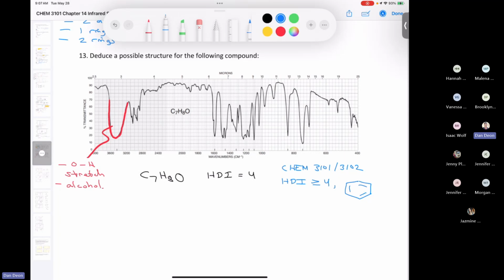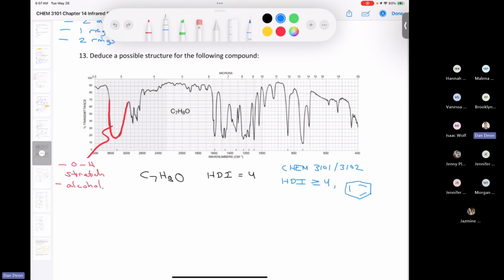So again, HDI of 4, it's very rare that we would put 4 double bonds in a compound. That's pretty difficult to figure out. But an aromatic ring, right, that covers the HDI. And then if there's an alcohol, we look at the formula, the aromatic ring uses up 6 of the carbons. So then you're only left with 1 carbon left over.